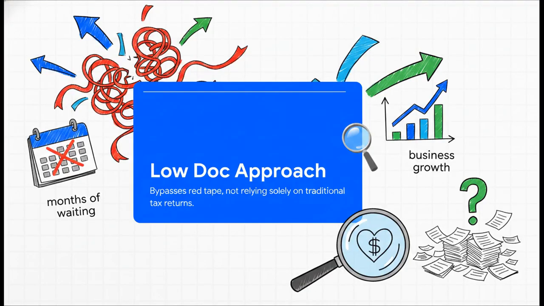And that specialist approach comes down to alternative documentation, often referred to as a low-doc loan. As you can see, this is a lending approach that completely bypasses all that traditional red tape. It doesn't rely solely on standard tax returns. That means you don't have to put your entire business growth on hold, waiting months for your accountant to finalize the previous year's financials. It solves the exact problem of missing paperwork by looking at the health of the business through a much more practical, real-world lens.